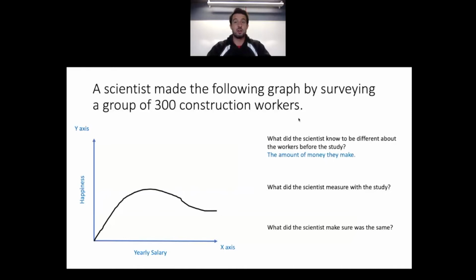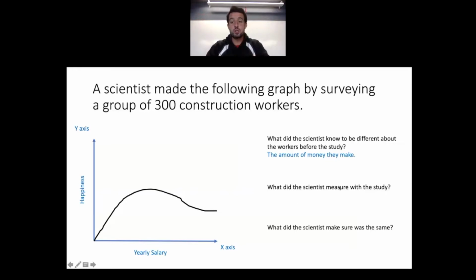The amount of money they made, right? So here down where it says yearly salary, this is the amount of money a construction worker was making. So they knew that before they even started the study. They had these 300 construction workers, and some of them might have had similar salaries. Some of them might be exactly the same, but there's probably a wide range of different salaries.